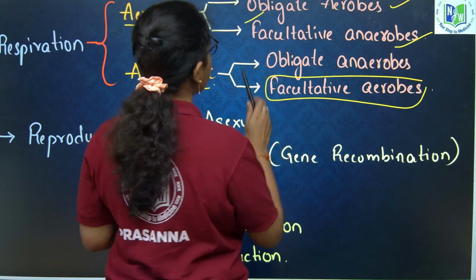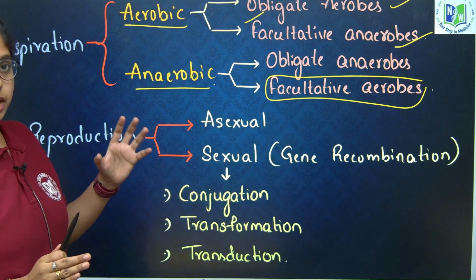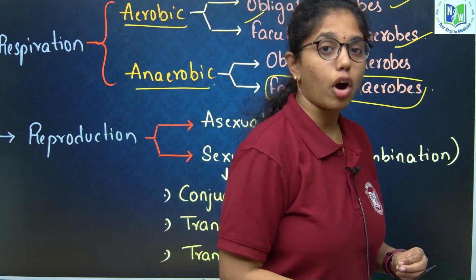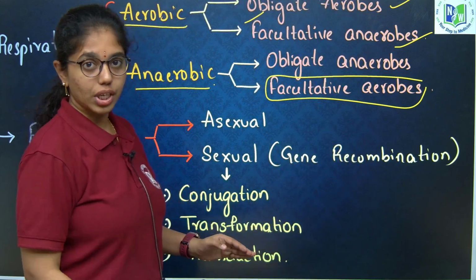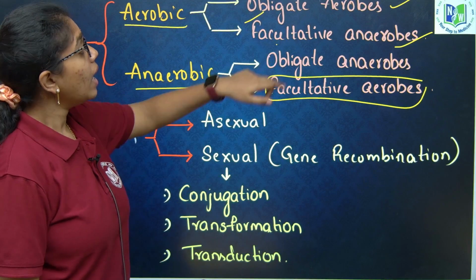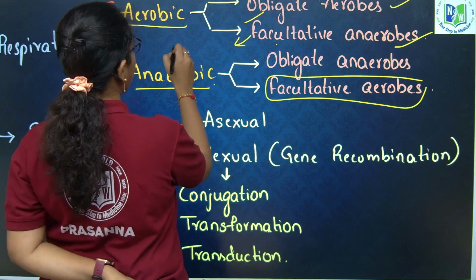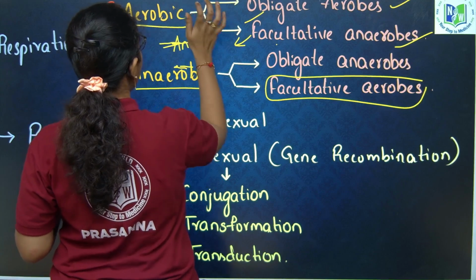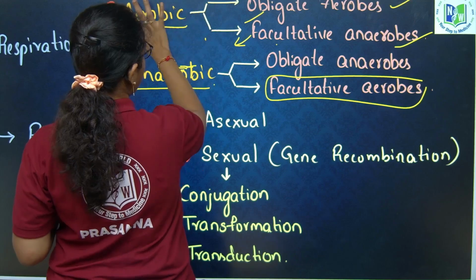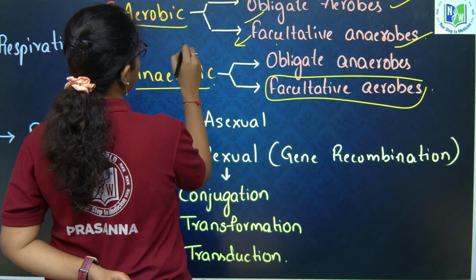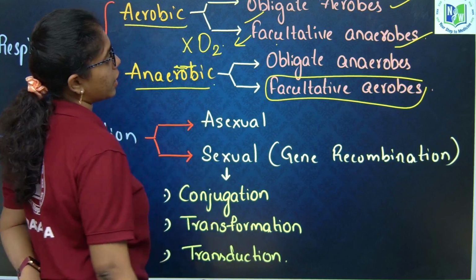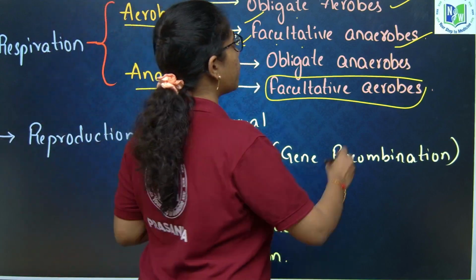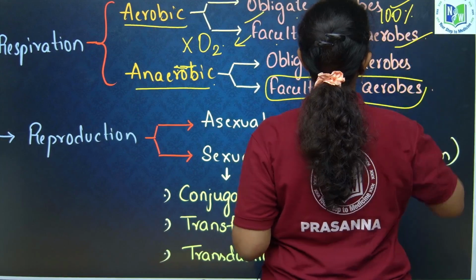These are the organisms which mostly conduct aerobic respiration only. But whenever those organisms are deprived of oxygen, when there is no availability of oxygen, at that point of time they will conduct anaerobic respiration also. Which means even in the absence of oxygen, they will conduct respiration. That is called a facultative anaerobe. Obligate aerobes means compulsorily, 100% they need oxygen to conduct respiration.